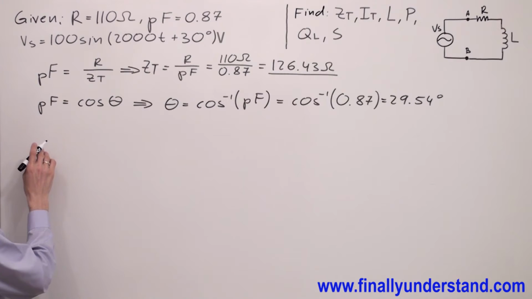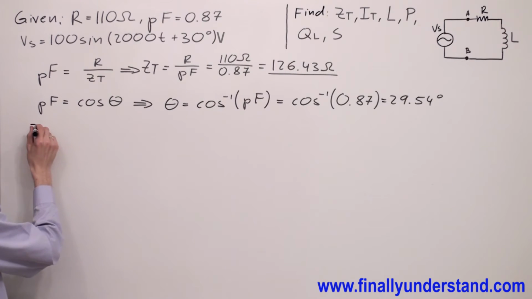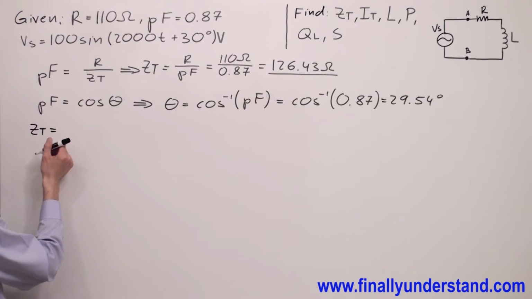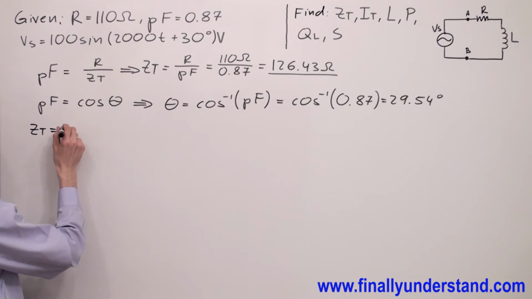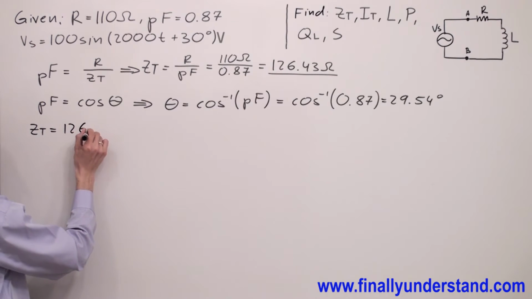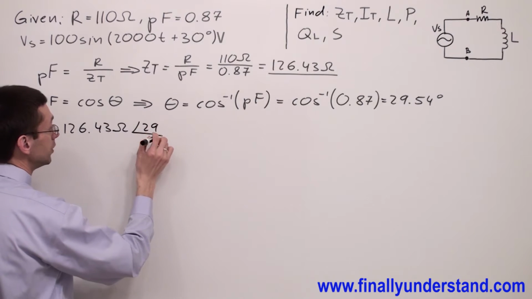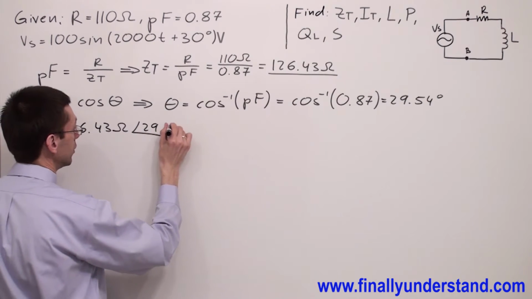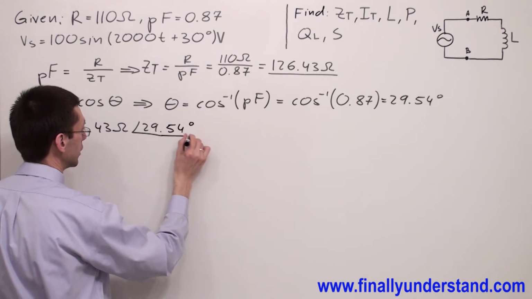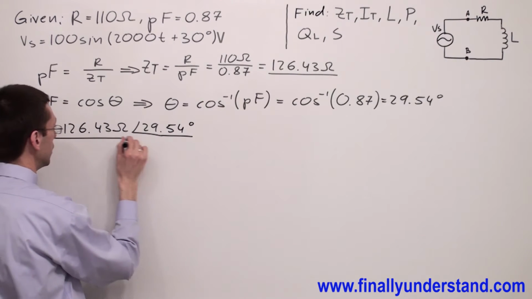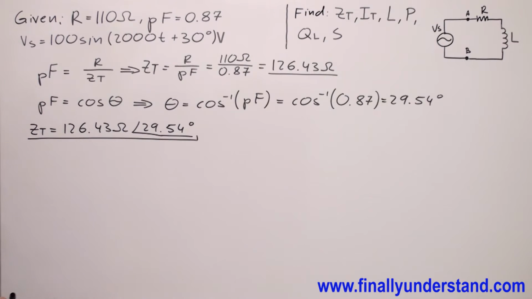Next, I'm supposed to write Z total with angle. So I have 126.43 ohms and angle of 29.54 degrees. Okay, so this is the full answer for my Z total. Next, we're supposed to find I total. I total, I'm going to find by using Ohm's law.